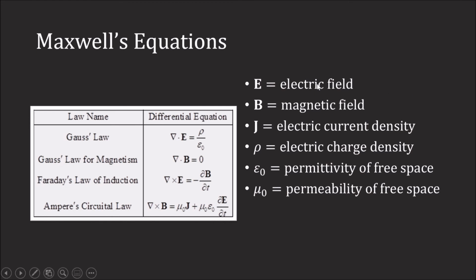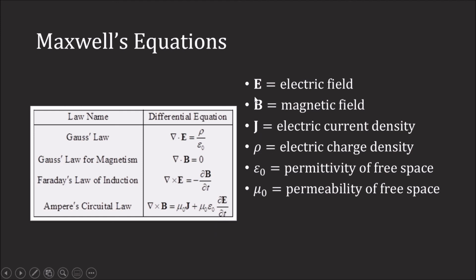You have Gauss's law, which is del dot E equals rho over epsilon naught. We have Gauss's law for magnetism, which is del dot B equals 0. You have Faraday's law of induction, which says that del cross E is negative partial B partial t. And then you have Ampere's circuital law, which is del cross B equals mu naught times J plus mu naught times epsilon naught times partial E partial t.